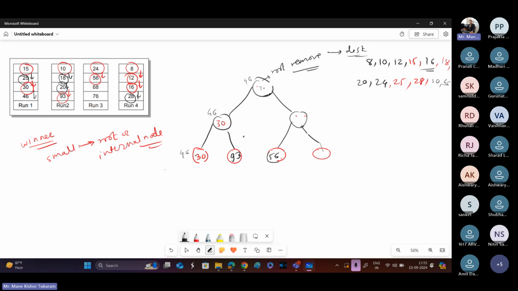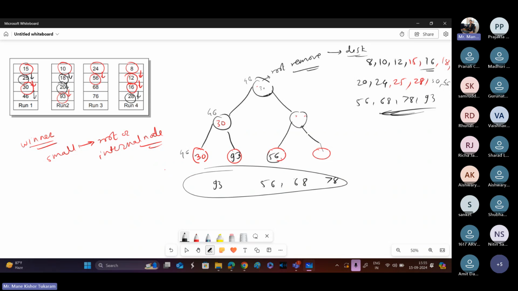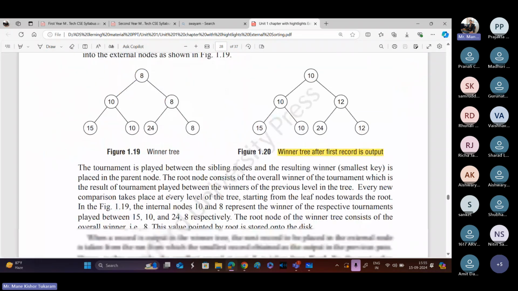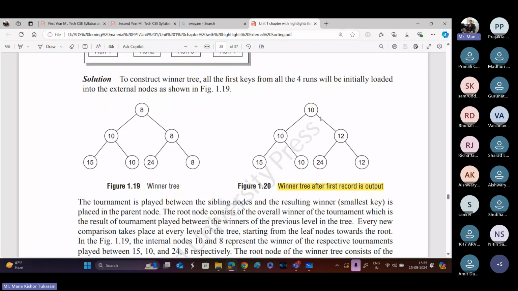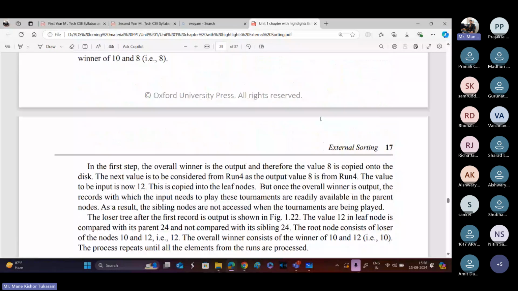Then 56 will be compared with whatever numbers are remaining. The remaining numbers are 93, 56, 68, and 78. From that we can apply the winner algorithm again and sort them as 56, 68, 78, and 93. In this way we can apply the winner algorithm. Only the first two steps are given over here, that is output is 8 and output is 10, and the other steps are not given, but similarly you can take those steps.